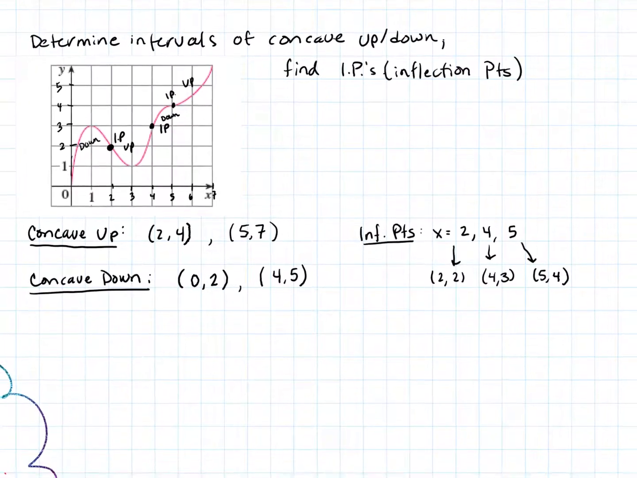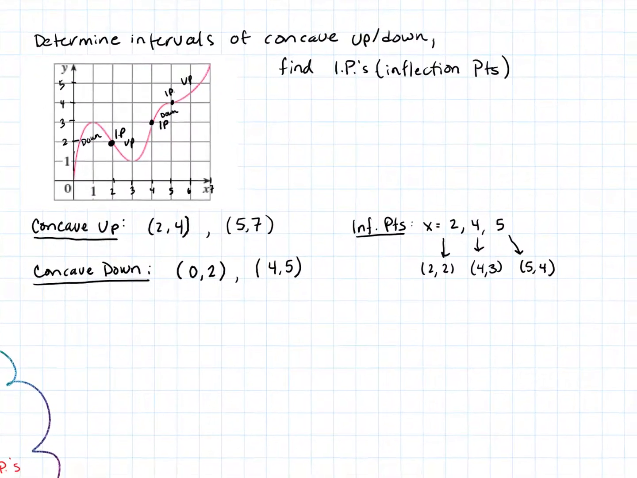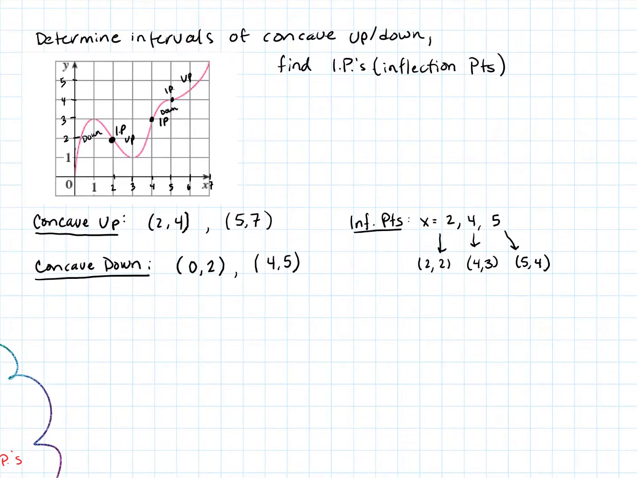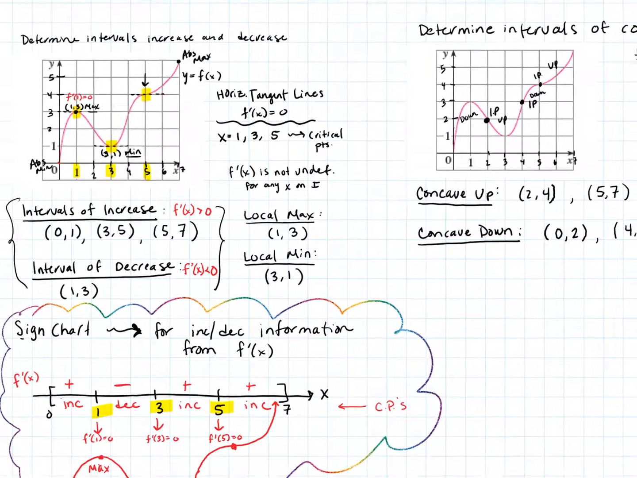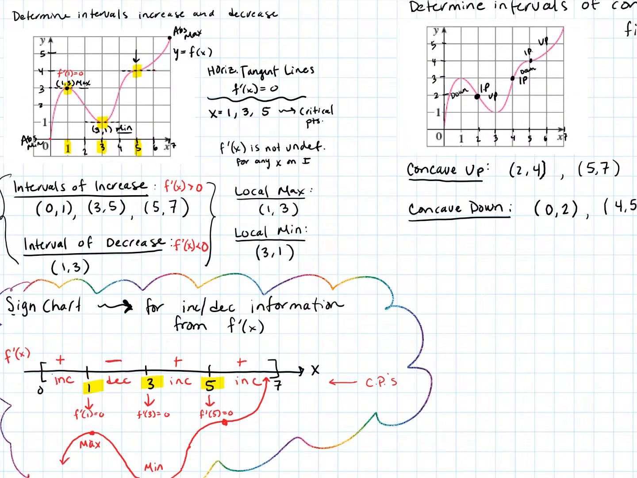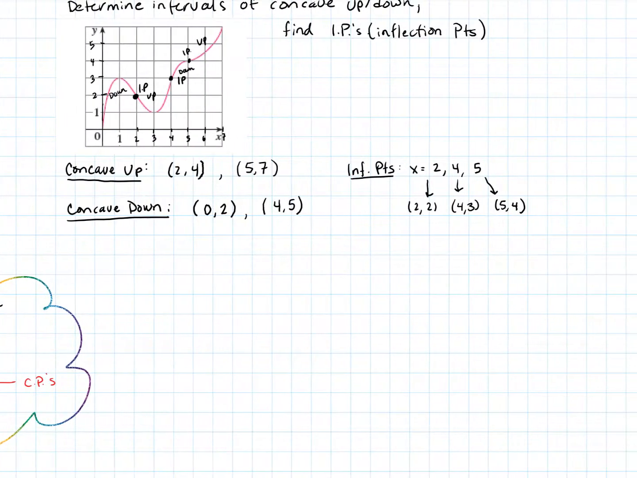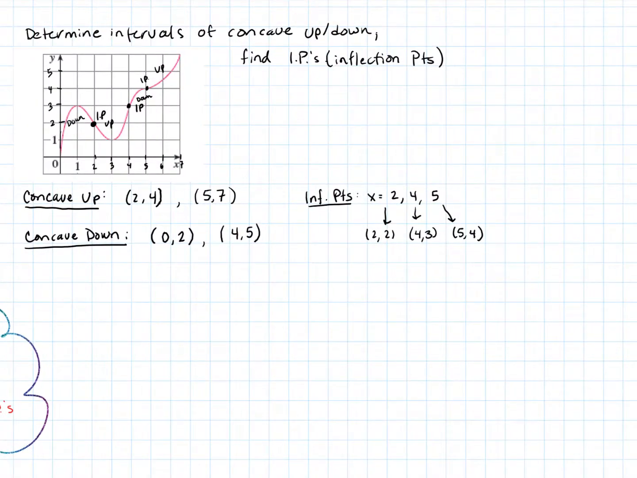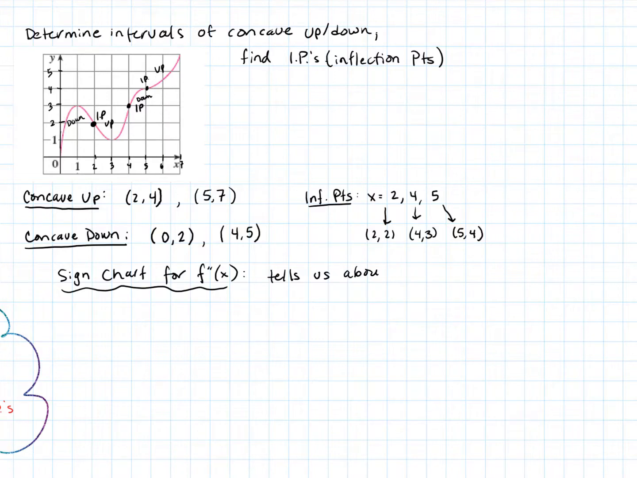And because on the very next example, I want to go through a process where we use sign charts, let's just go ahead, just like we did over here, where we used that information to talk about the increase and the decrease and pull that information in to give us a sense of what the graph looks like. I want to do the same thing for the concavity. I want to create a sign chart for the second derivative. So let's make a sign chart for the second derivative of the function, because that tells us about concavity and inflection points.